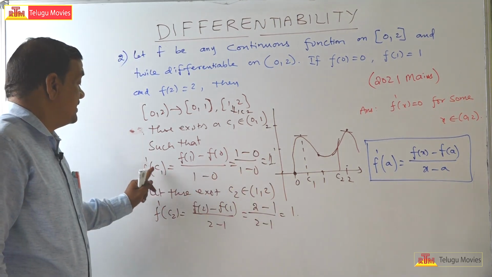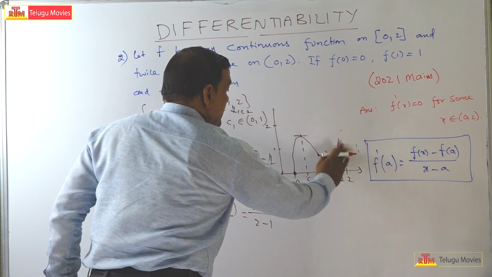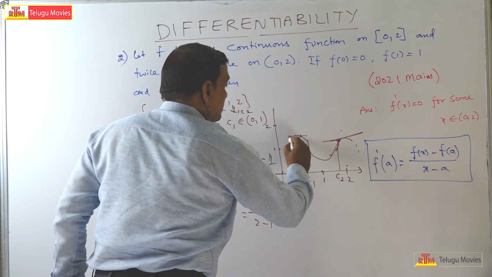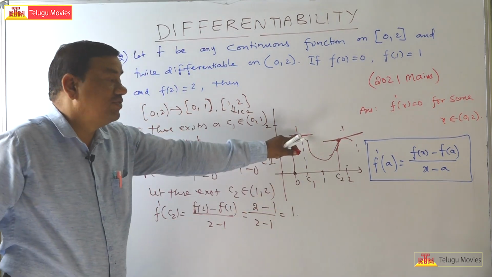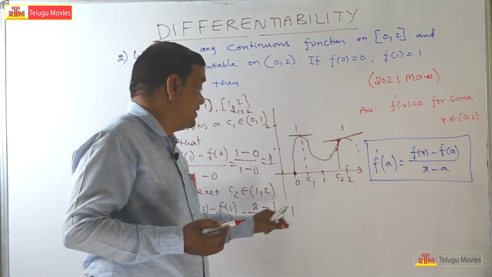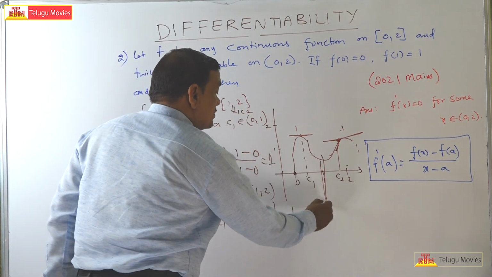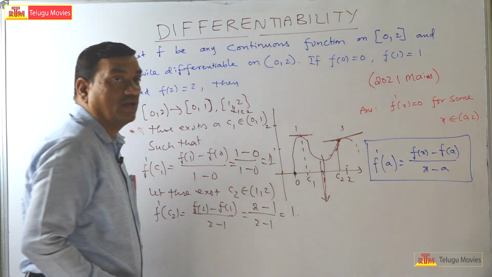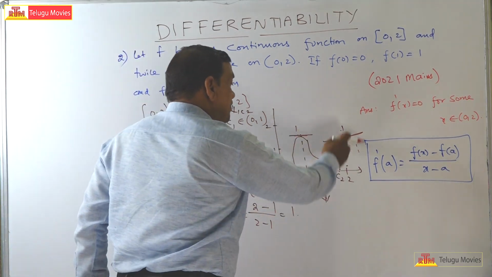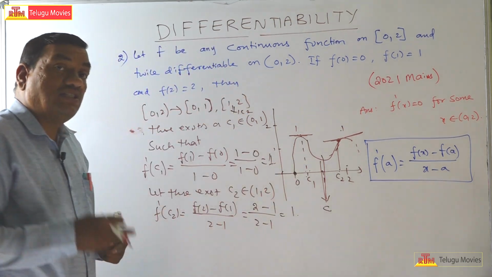That means at C1 and C2 you can draw two tangents whose slopes are equal. At C1, if you draw a tangent, its slope is 1. At C2, if you draw a tangent, its slope is 1. That means there must exist a point between C1 and C2 such that it is differentiable.